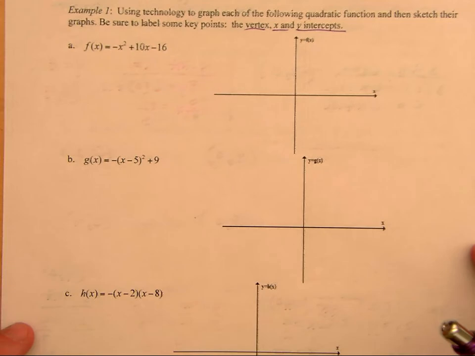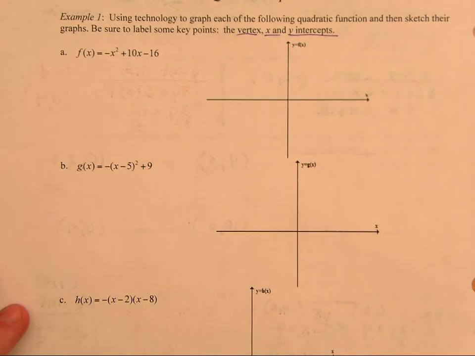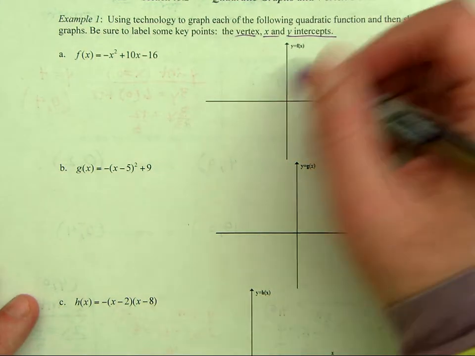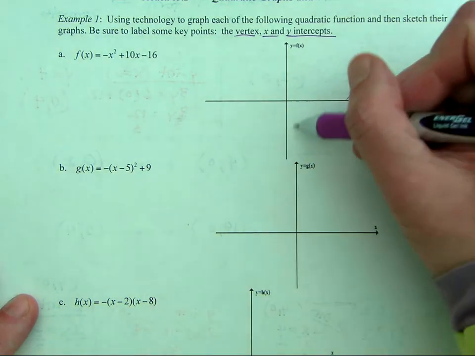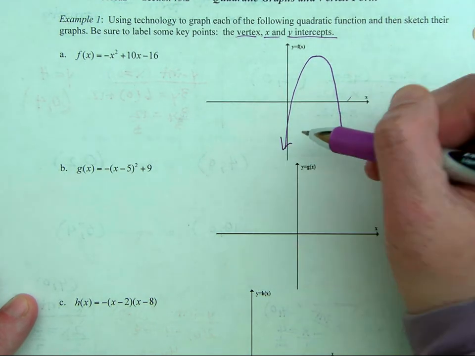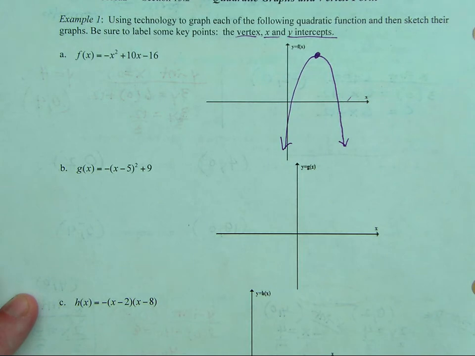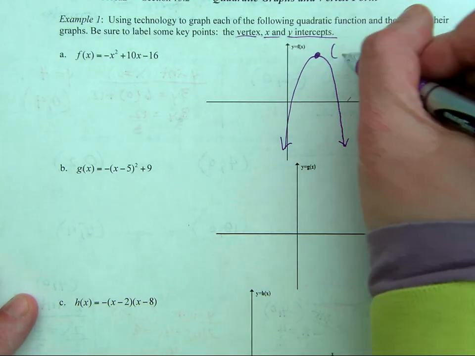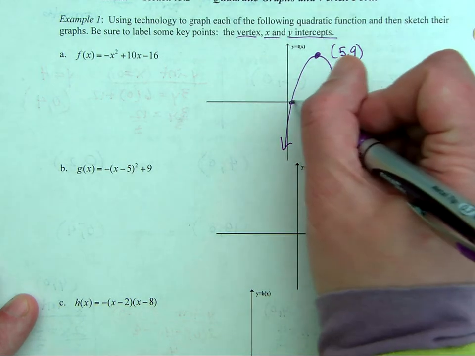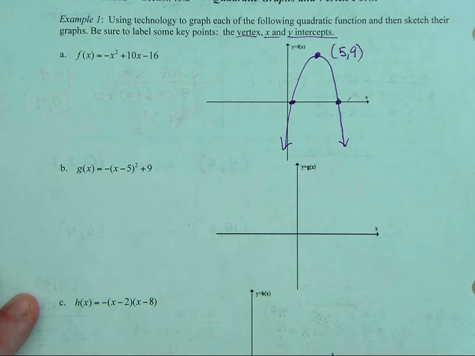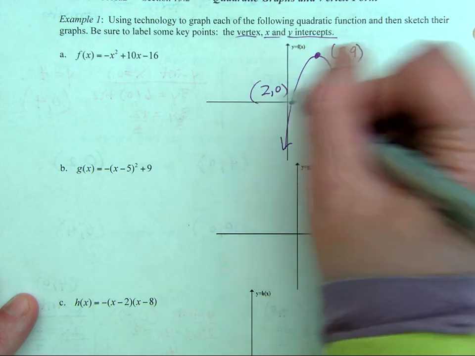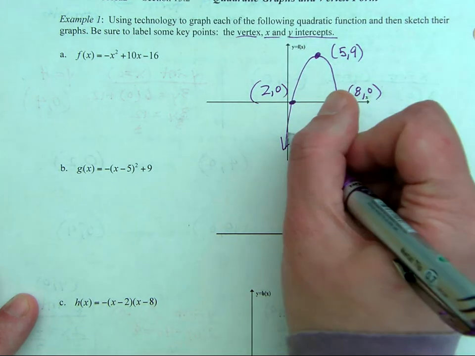We could have three different equations. Do these equations look the same? No. So we're just going to sketch it. I'm not going to do a scale, just a little sketch of the graph. So this one looks like this. The vertex, you said, did you write that down? What was it? 5, 9? Okay. What were the x-intercepts? They're on the x-axis. 2, 0. This one must be 2, 0 over here. 8, 0.